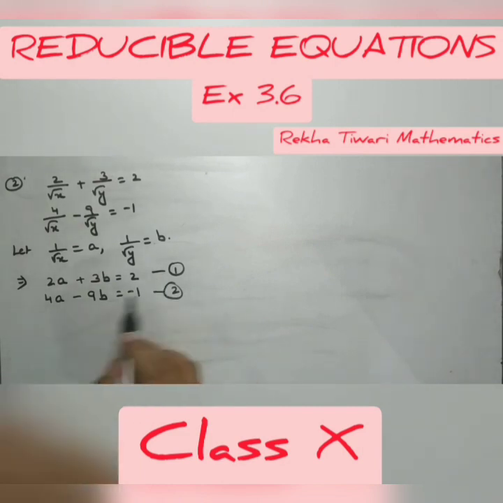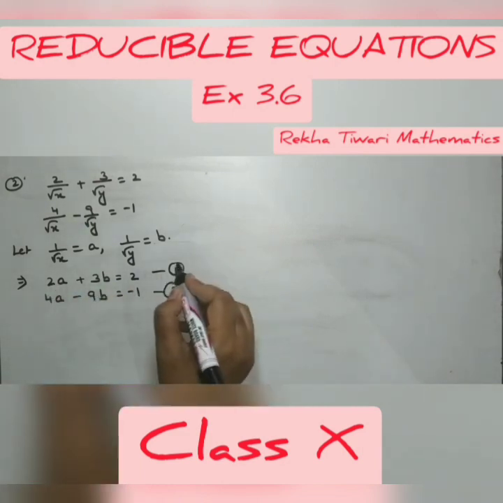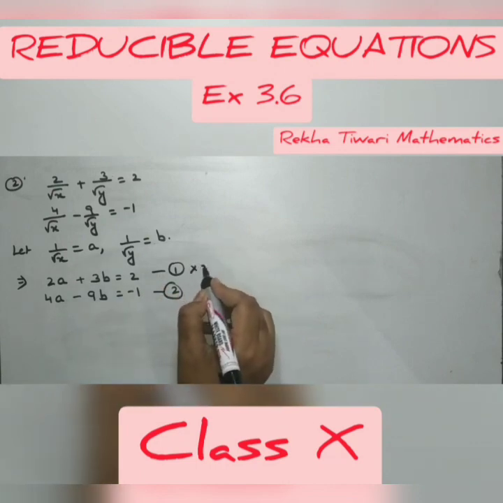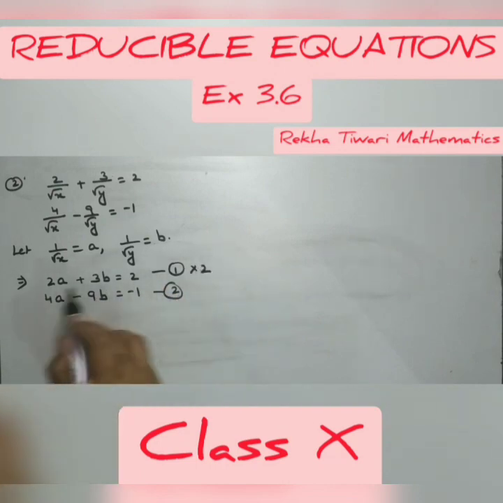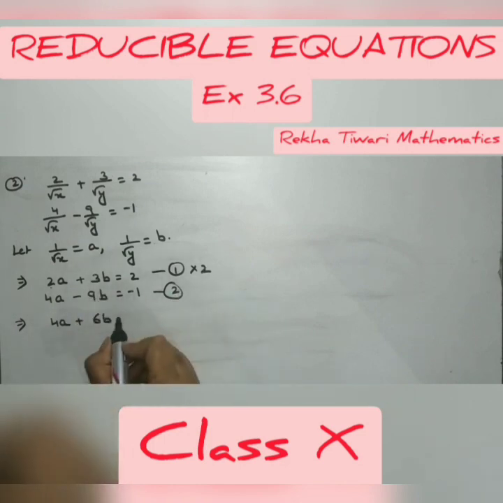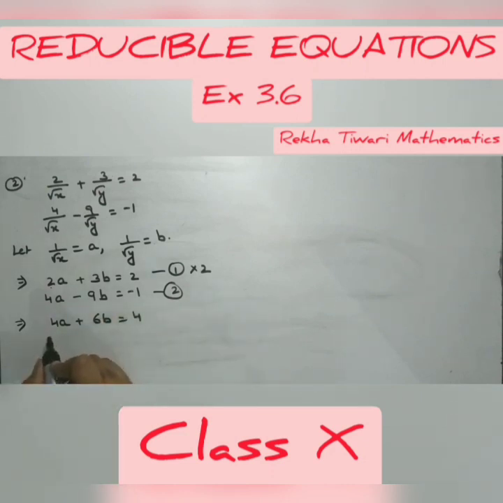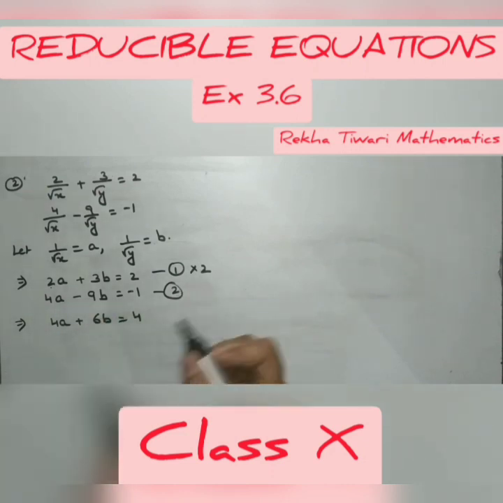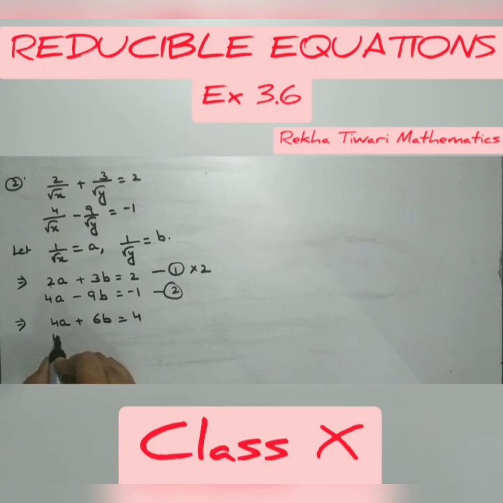For eliminating, you have to multiply this whole equation 1 by 2, because if you multiply this by 2, it becomes 4 and the coefficients become equal. So multiply equation number 1 by 2. What I will get? I will get 4a plus 6b, 3 2s are 6, is equal to 2 2s are 4. And write the second as it is, or you can say multiply equation number 2 by 1, no need. So 4a minus 9b equal to minus 1.